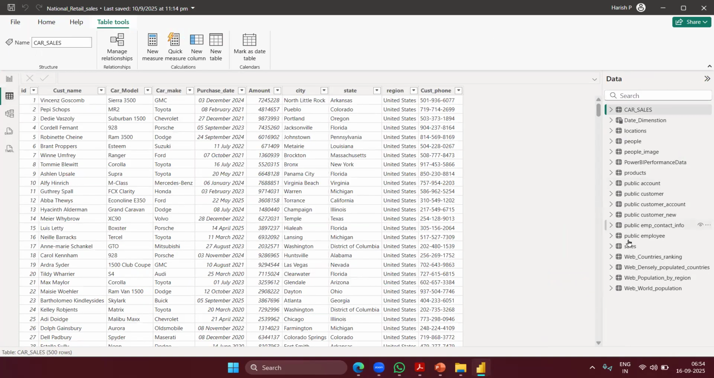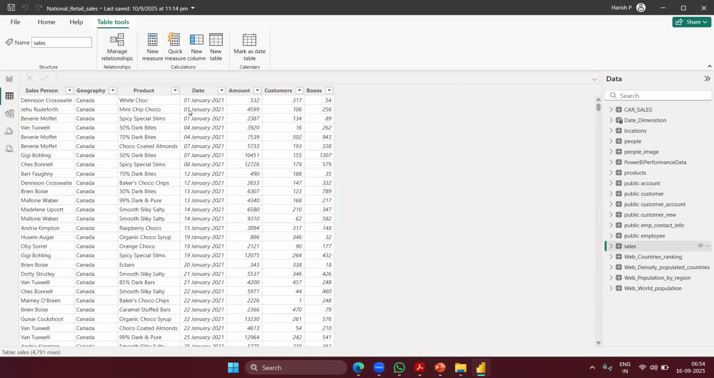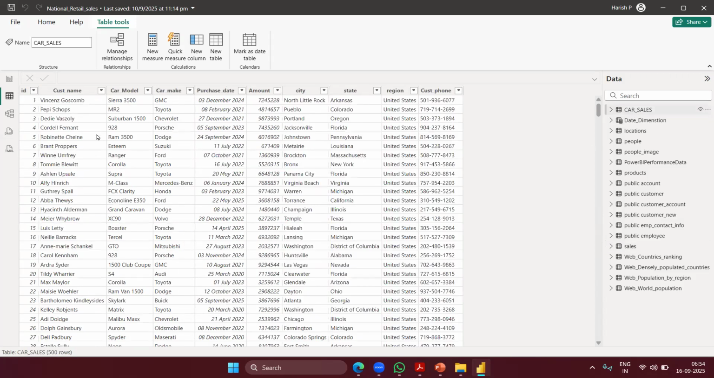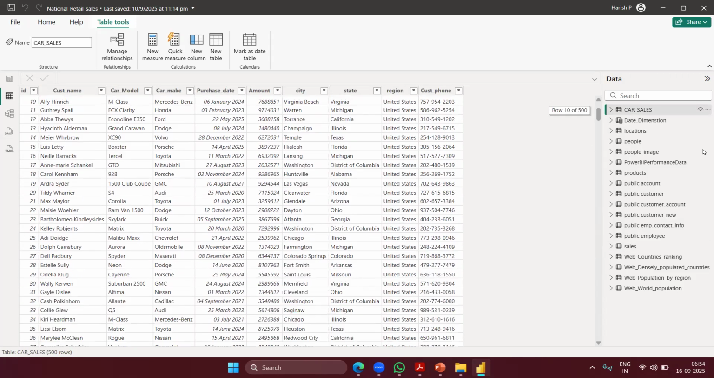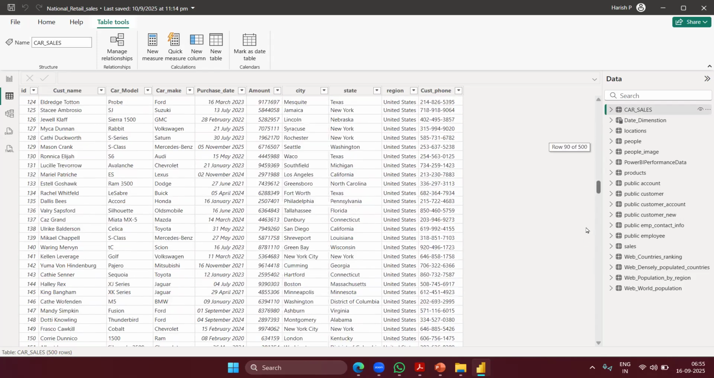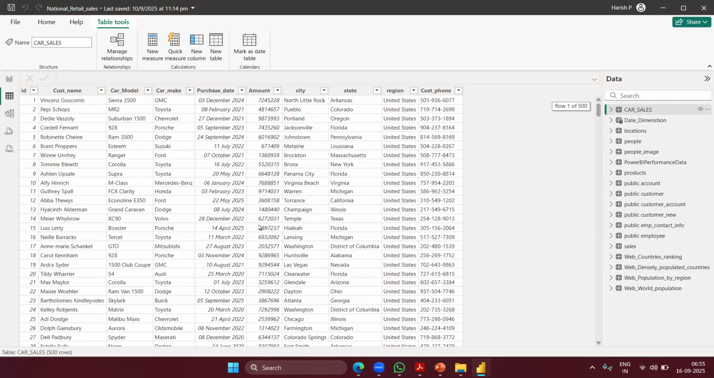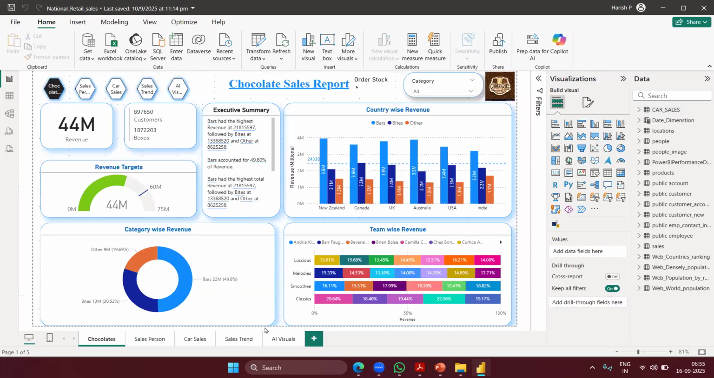I'm just quickly taking you to the table form, okay? So if you see here, this is our chocolate sales data, and this is our car sales data. And how can we interrelate or understand this? What happened over a period of time, when we visualize that in Power BI.